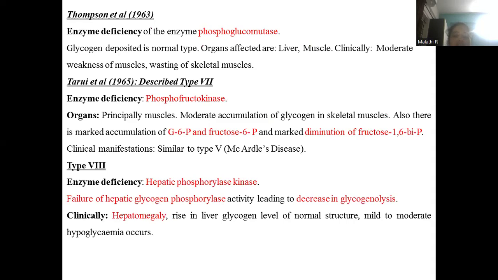Type 8. The enzyme deficiency is hepatic phosphorylase kinase, with failure of hepatic glycogen phosphorylase activity leading to a decrease in glycogenolysis. Clinically, hepatomegaly, a rise in liver glycogen level of normal structure, and mild to moderate hypoglycemia occur.